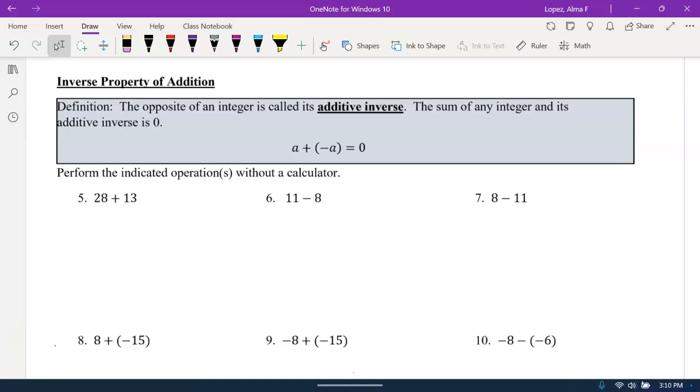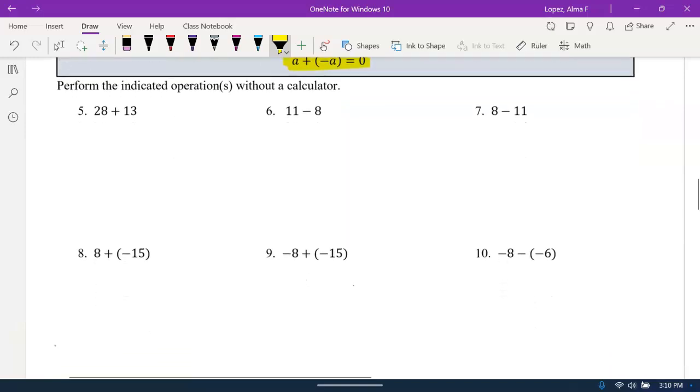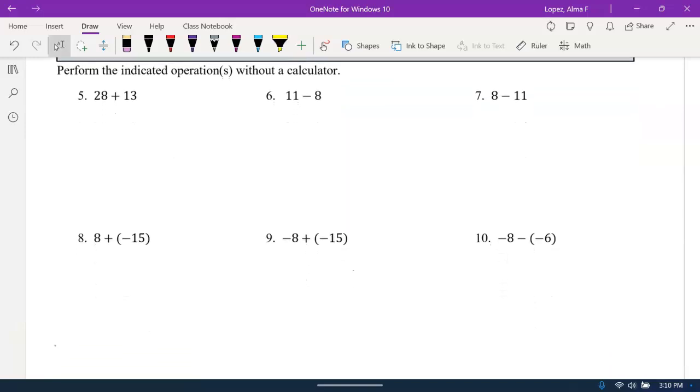Now, the inverse property of addition, when you're adding a number to the additive inverse of itself, or I like to say if you add a positive number to the negative version of itself, you get 0. That's what that's saying. Makes sense, right? 8 plus a negative 8, 10 plus a negative 10, those would cancel each other out. You get 0.